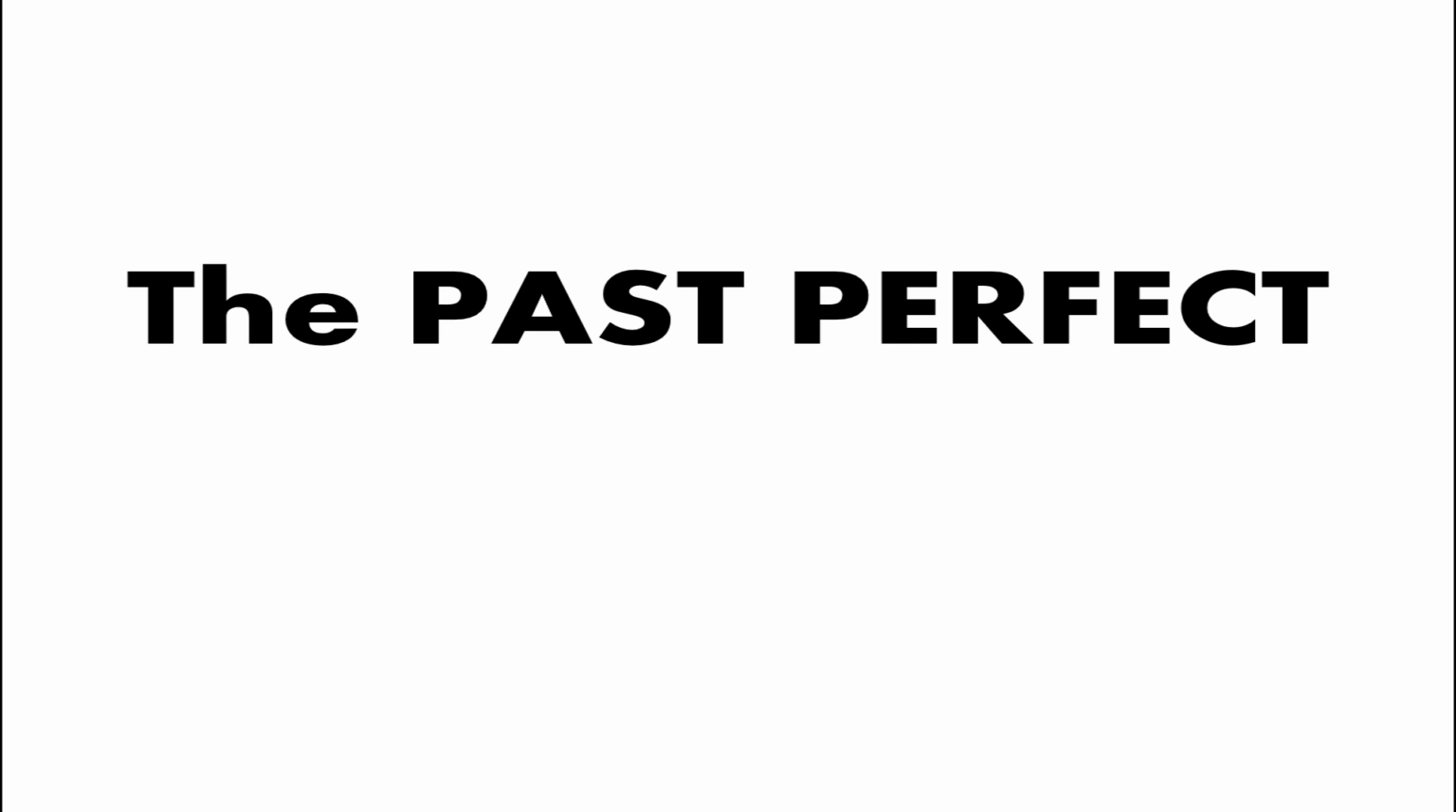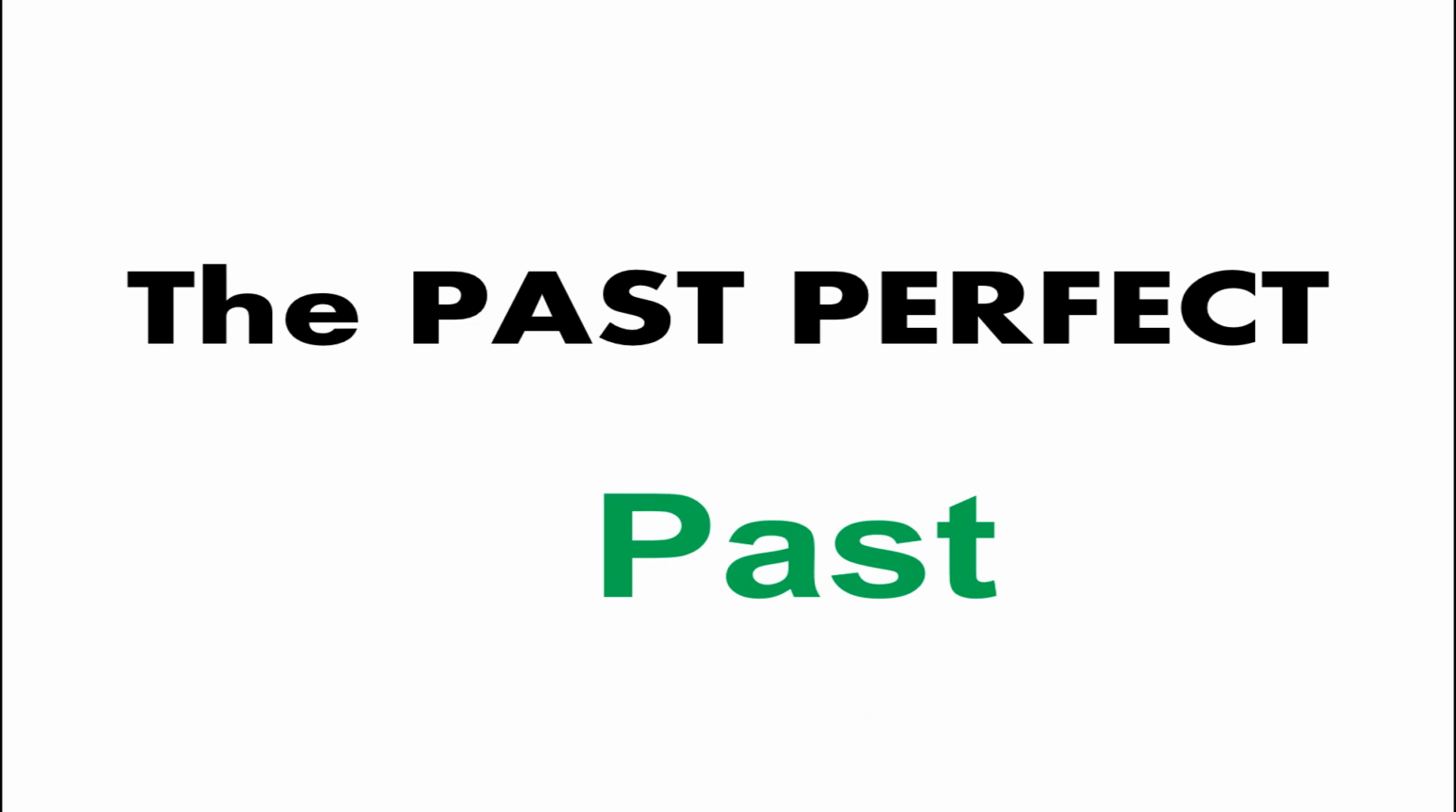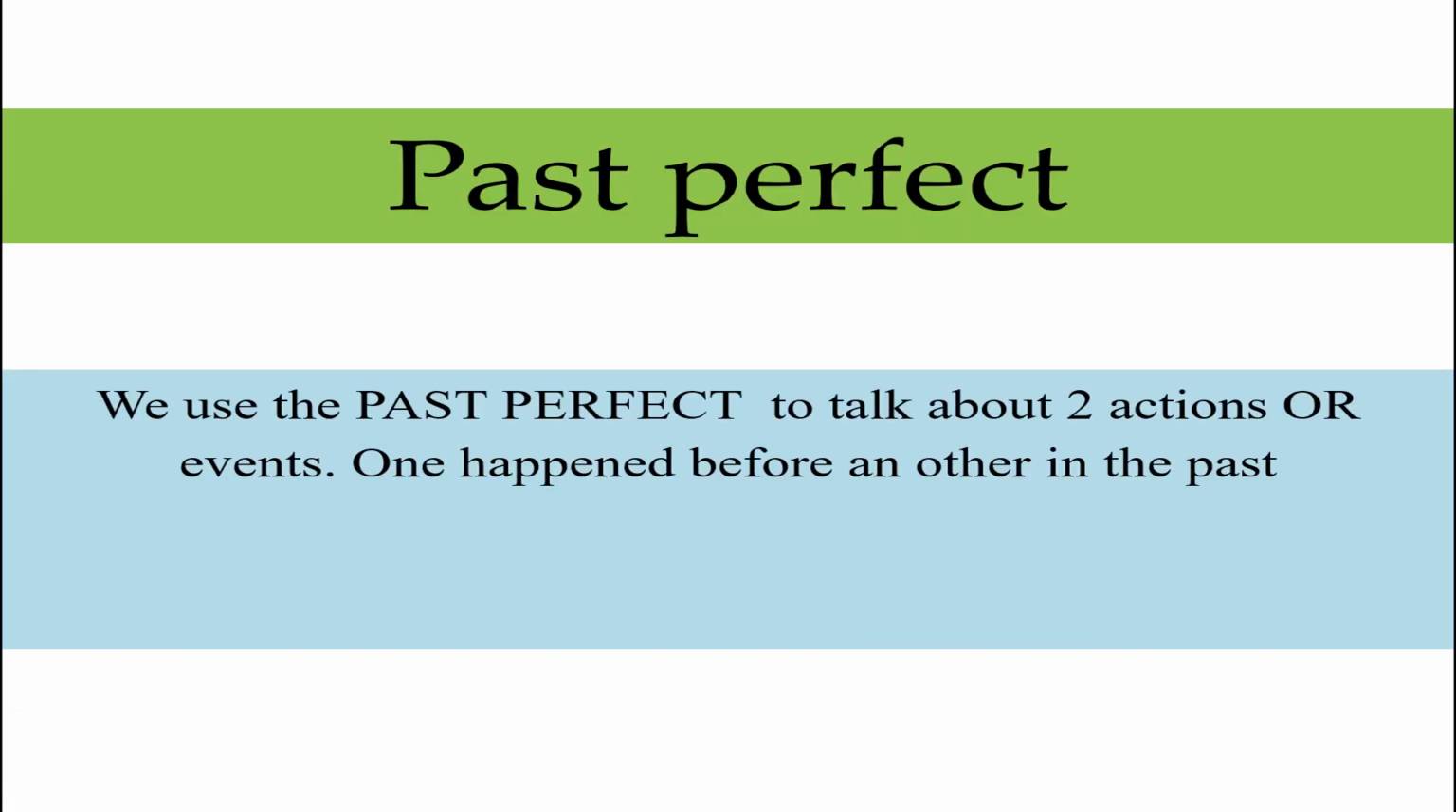Our lesson for today is going to be about the past perfect. We can understand that this lesson is going to be about the past. Exactly. Past perfect, we use it to talk about two actions or events. One happened before another one in the past. Simply, it's the past of the past. Not clear yet, right? I know. So we are going to deal with examples so that we can understand more.